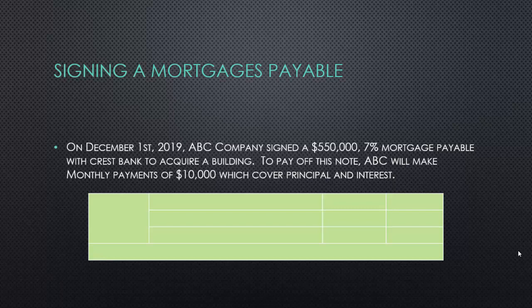First thing we need to do, however, is put this on the books. So on December 1st, we are signing this mortgage to acquire this building. Well, the building is the asset we're receiving, so we're going to debit building for $550,000.